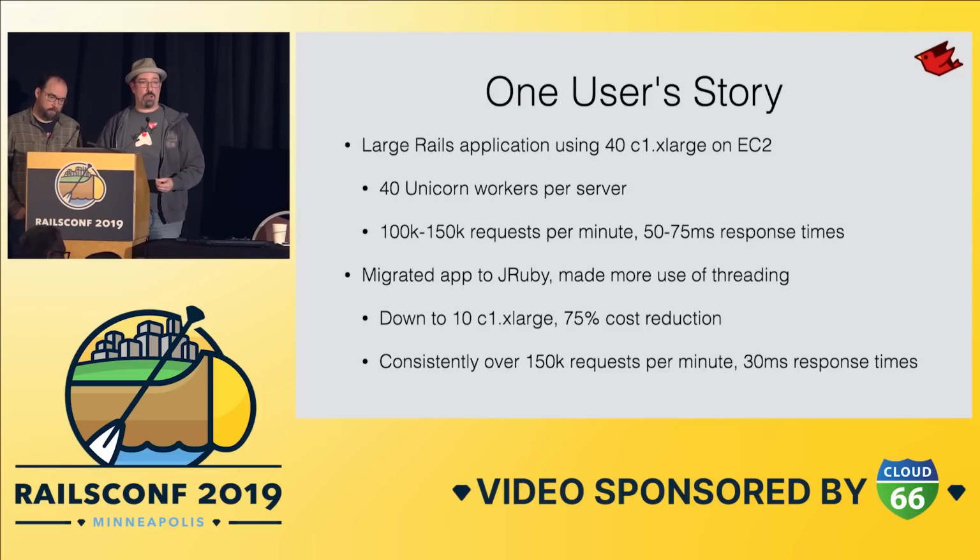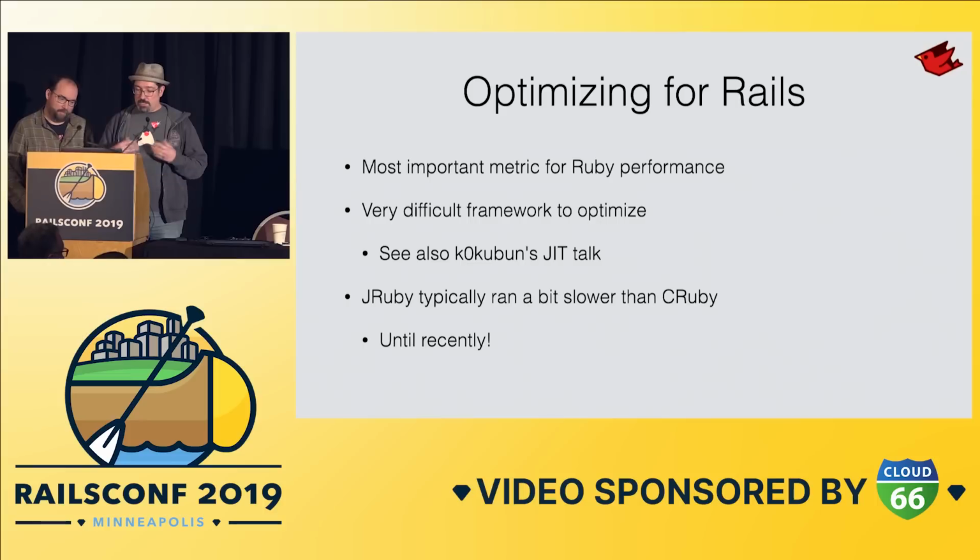It was consistently well over 150,000 requests per second, with better response times and better use of memory, obviously, because we've got one quarter as many machines as we had before. So these are the sort of stories that really show us that this is the way to scale large apps. What is it that we're trying to do here?